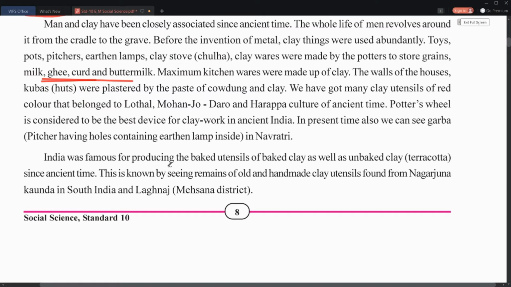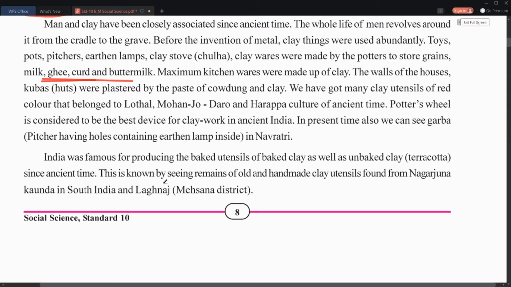India was famous for producing utensils of baked clay as well as unbaked clay, terracotta, since ancient times. Baked means it was heated to make it more durable. So utensils were baked just like we use baked bricks. Similarly the utensils were also baked, and when unbaked clay was used, that is called terracotta in ancient time.